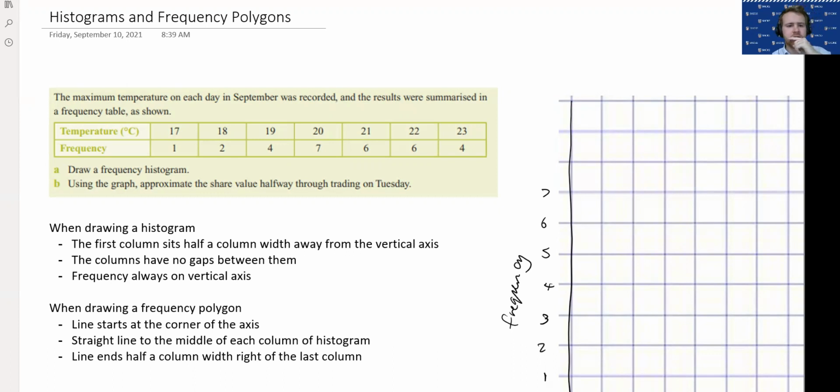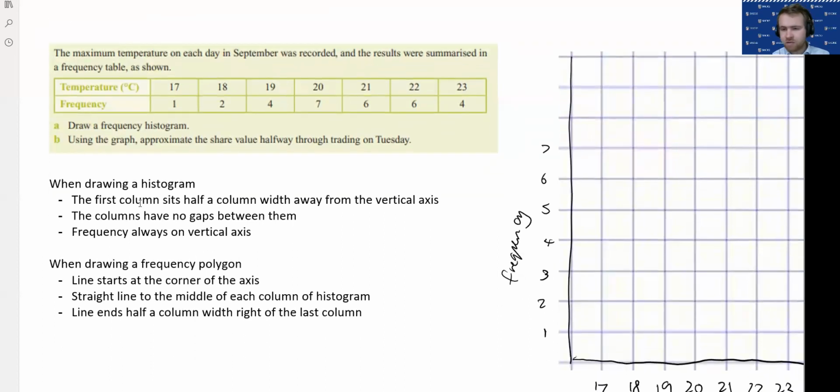Okay, so here we have a data set in a table that shows the max temperature of each day and how often it occurred. So we've got temperature and we've got frequency. The first thing we've got to do is draw a histogram. Now when drawing a histogram, there are three things that we need to remember. The first column sits half a column width away from the vertical axis. The columns have no gaps between them in a histogram, and the frequency is always on the vertical axis.